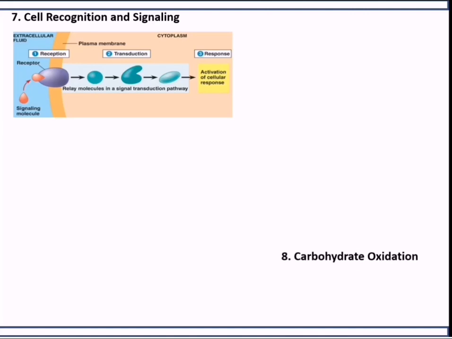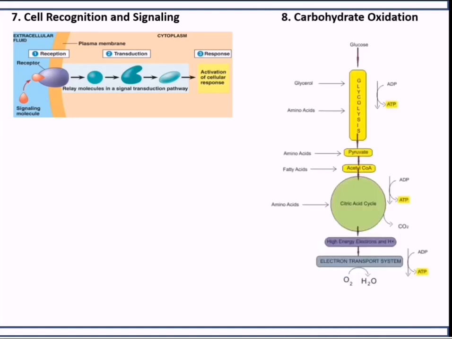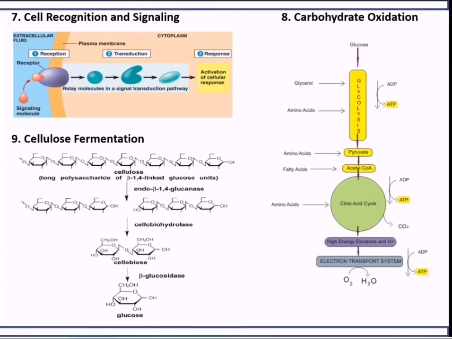Carbohydrate oxidation is the eighth one. Carbohydrates can undergo oxidative reactions such as the citric acid cycle, also known as the Krebs cycle, and the electron transport chain to generate ATP through aerobic respiration. The ninth one is cellulose formation. In certain microorganisms, cellulose can be broken down through fermentation processes.